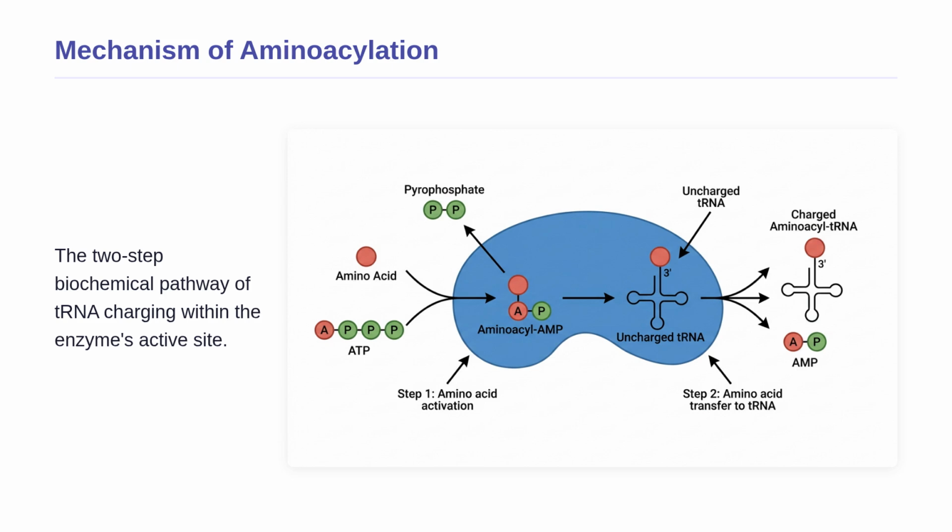Finally, on the right, the uncharged tRNA enters. The enzyme transfers the amino acid onto the tRNA. The fully charged aminoacyl tRNA and the remaining AMP molecule then exit the enzyme, ready for protein synthesis.